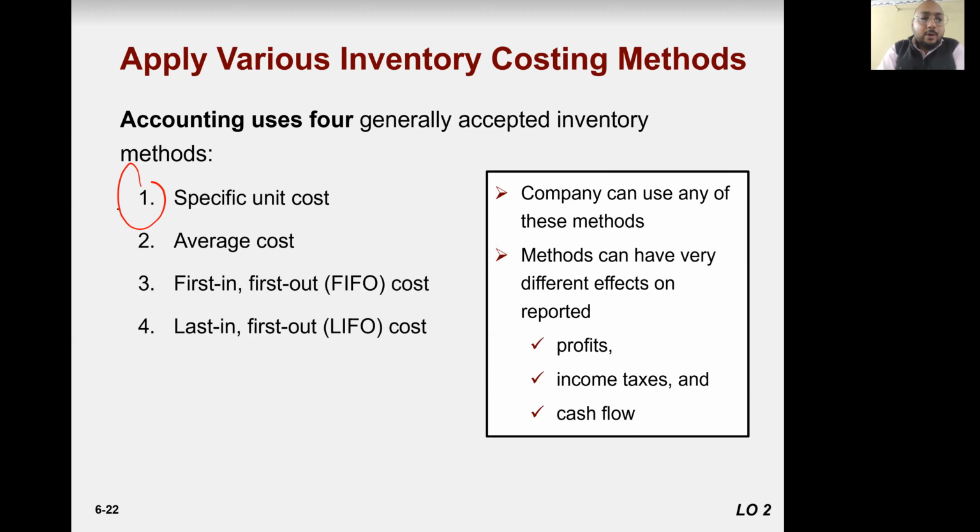Okay, so there are 4 methods. Sorry, not 3, 4 methods. Specific unit method as well. So there are 4 methods of inventory costing. Inventory costing method. And the system is perpetual inventory system, right? Specific unit.